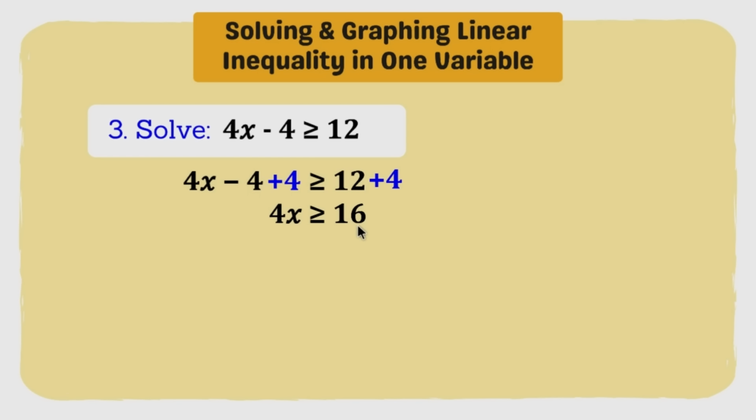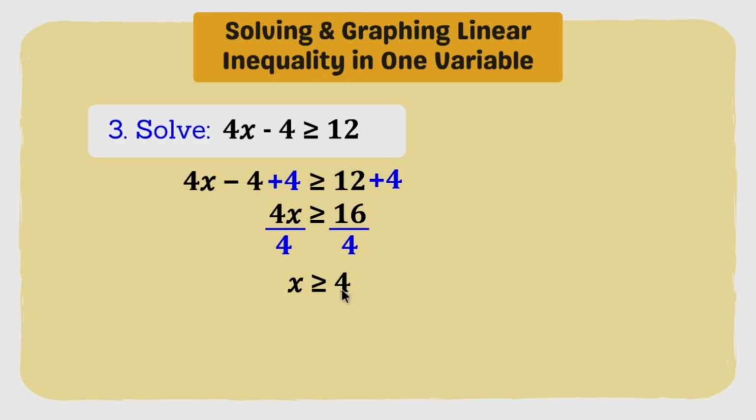Alright? Now, we will divide 4x by, yes, positive 4. So, 4 divided by 4 is 1. 16 on the other hand is divided by 4, magiging 4 din po siya. Okay, nag-iba po ba ang ating symbol? Nag-change po ba siya? Hindi po, since we just divided it by a positive number. Okay, so the values of x, hindi lang po isa ha, is greater than or equal to 4.